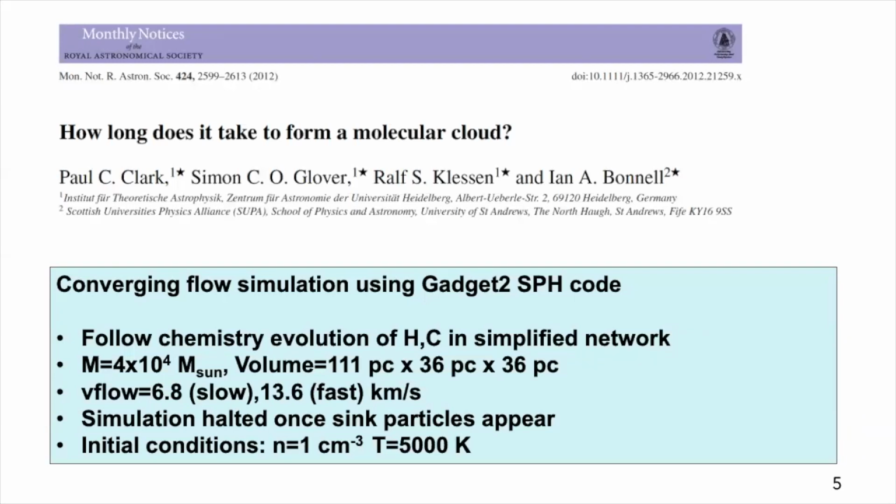The initial conditions they start with are a density of 1 per cubic centimeter and a temperature of 5,000 Kelvin. That is in the unstable part of the regime in the thermal stability. So you're starting off with unstable gas. It's not warm, it's not cold, it's just unstable.